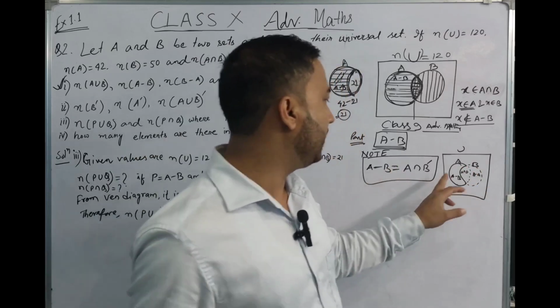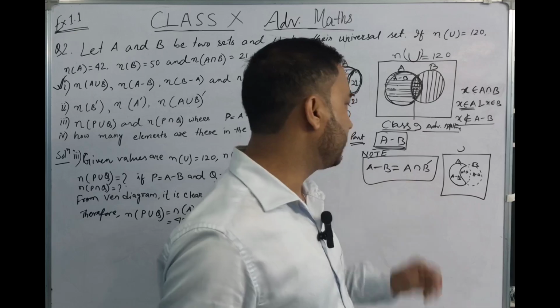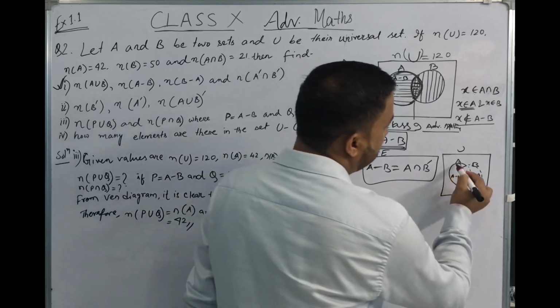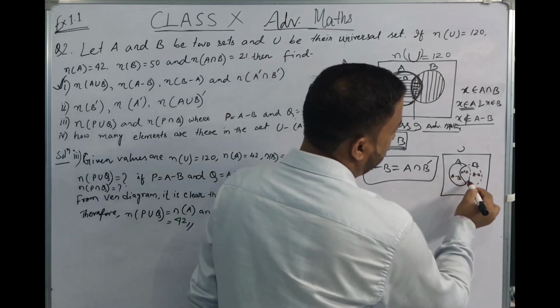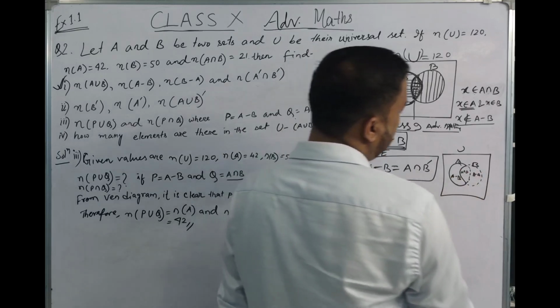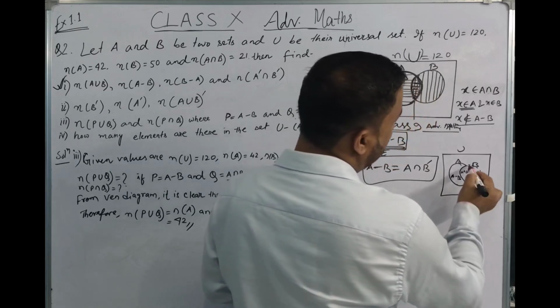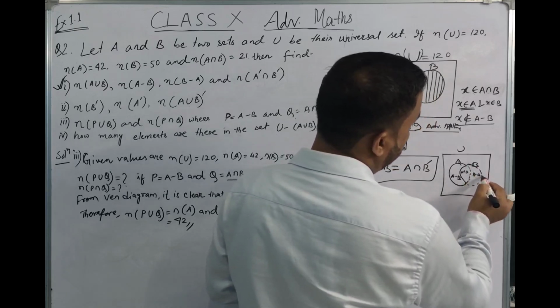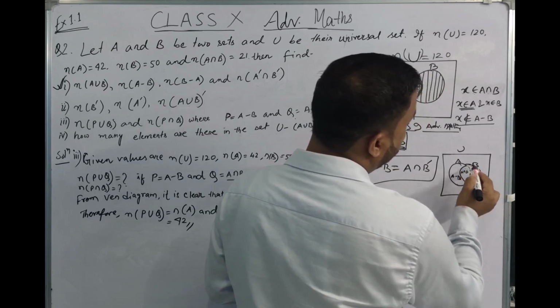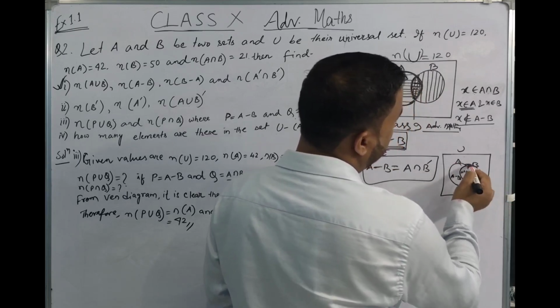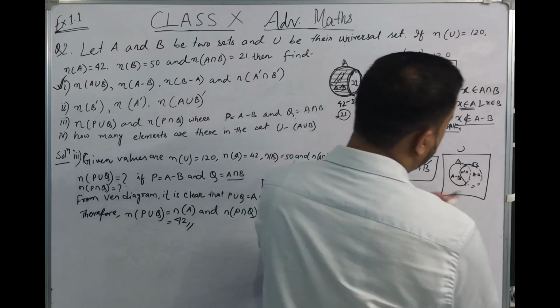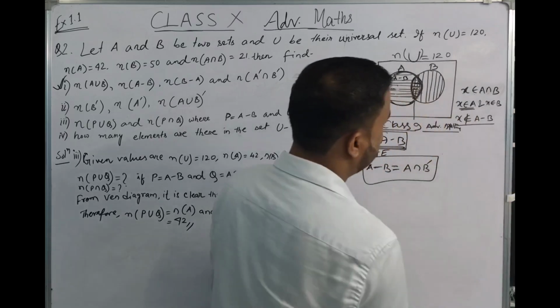Can we get the same thing if we take A intersection B complement? What is A? This is the set A. Intersection with B complement. What is B complement? Now you see, this is the set B. Then B complement will be all the elements other than the set B. Now let me draw this properly.